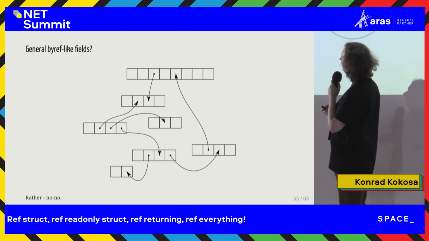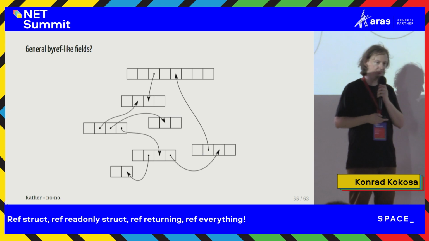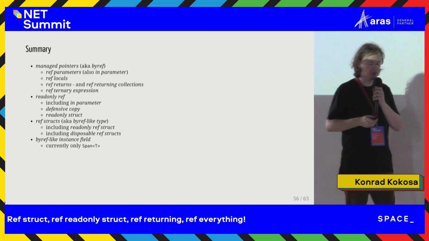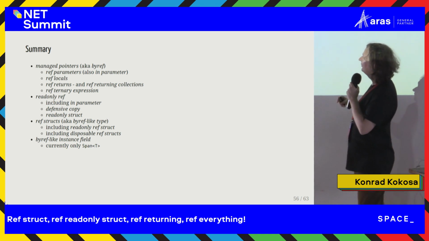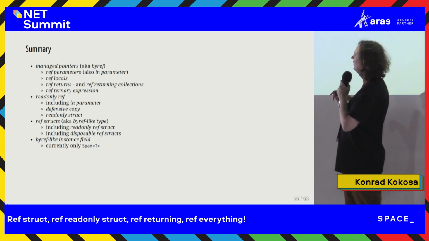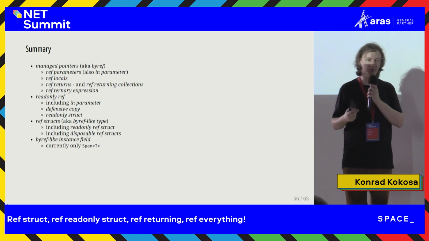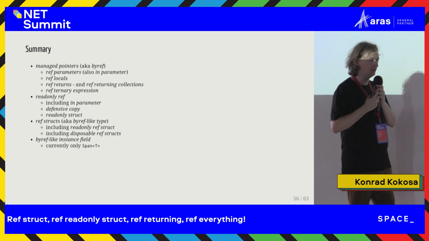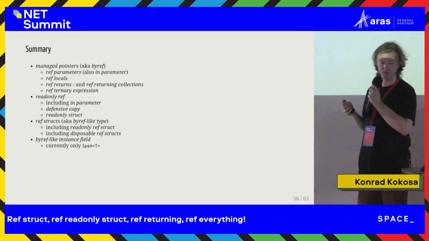So we should rather not expect that it will be exposed to us, and we would not be able to use it as a general thing. So as a summary, a lot of refs. You have ref in parameters, ref locals, ref returns, ref ternary expression, a lot of refs in different ways, ref structs. I hope that you currently have a little bit more knowledge about what is possible by using all these ref things.